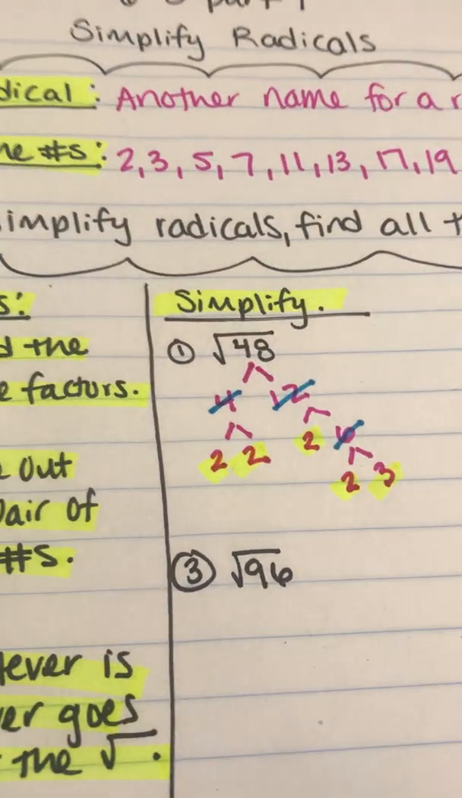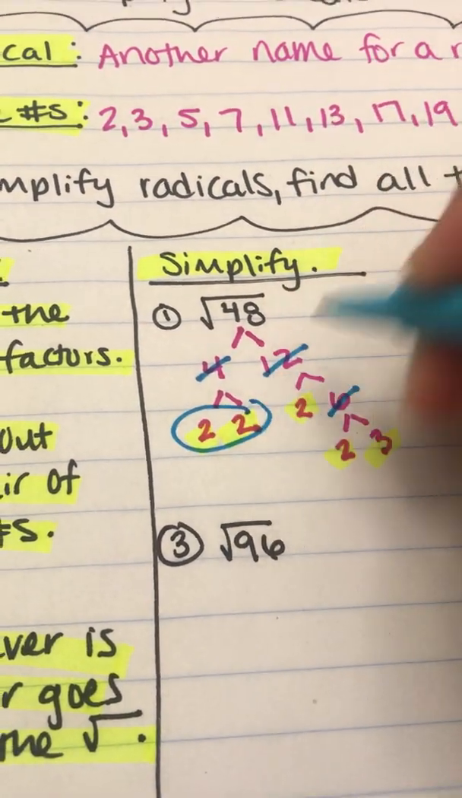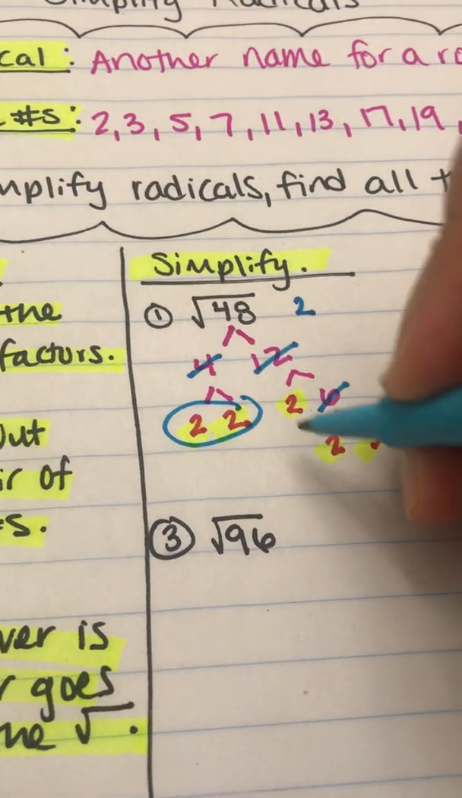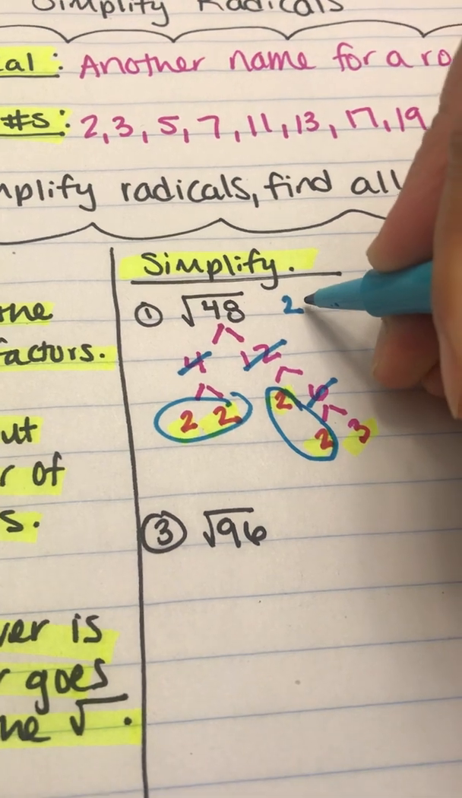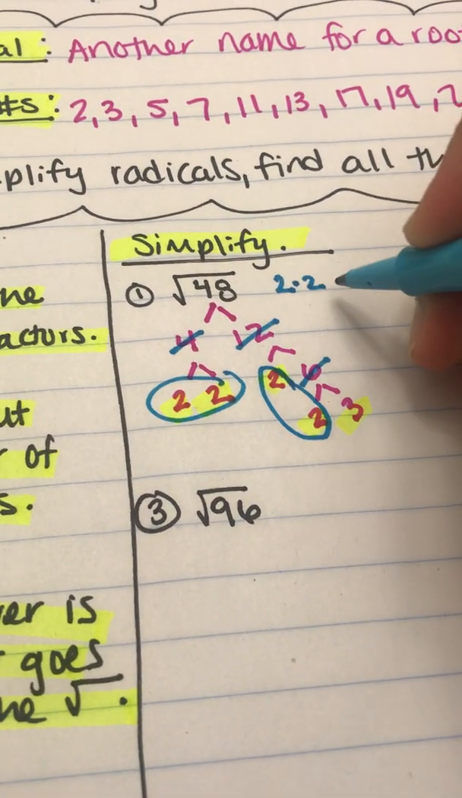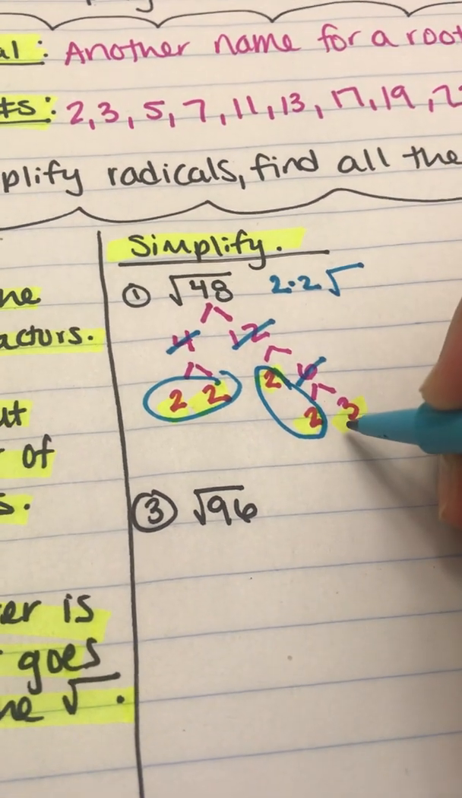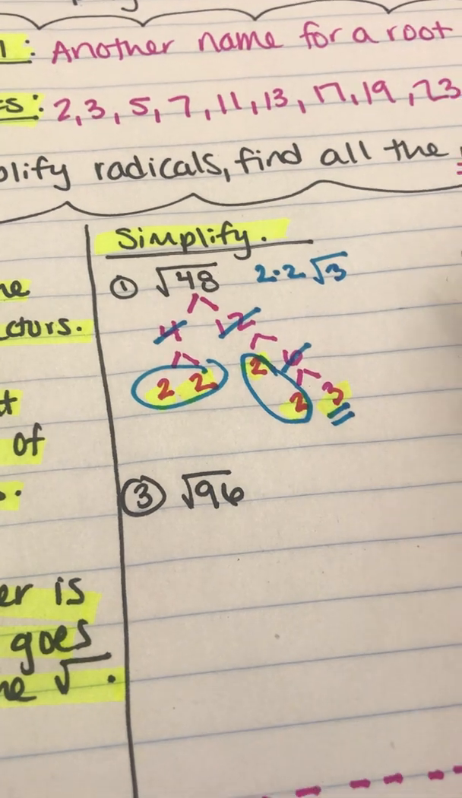Now your goal is to take out the pairs. For example, here I have a pair of 2's. Here I have another pair of 2's. If there's another pair, you multiply them. Whatever's left over is going to go under the square root. So here we have a leftover 3 that doesn't have a pair, so it remains under the square root.